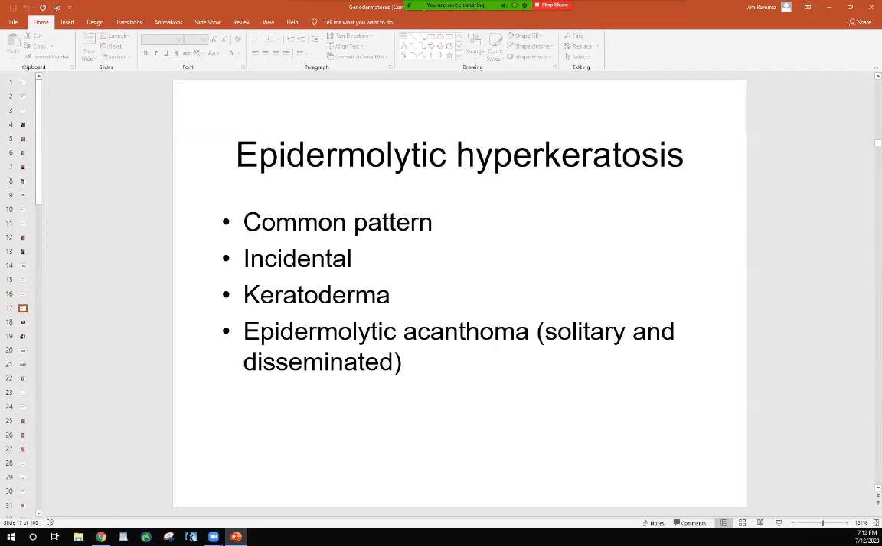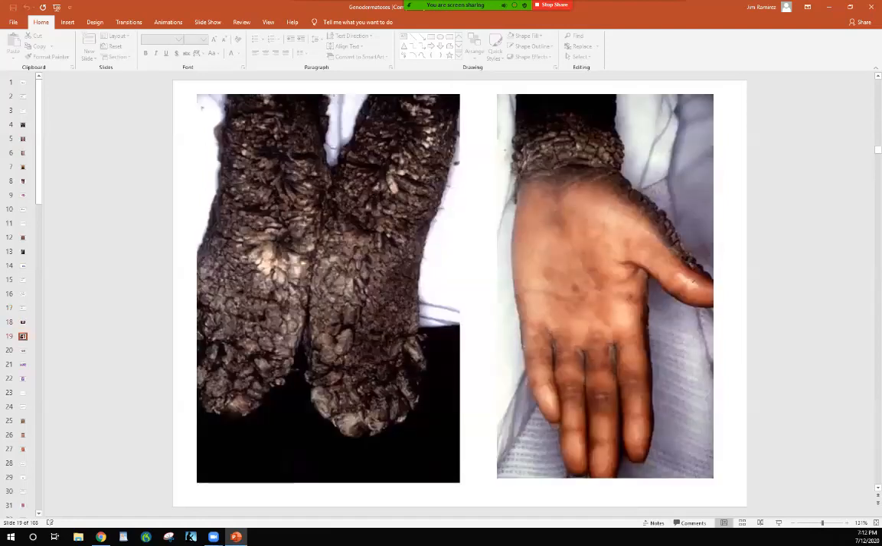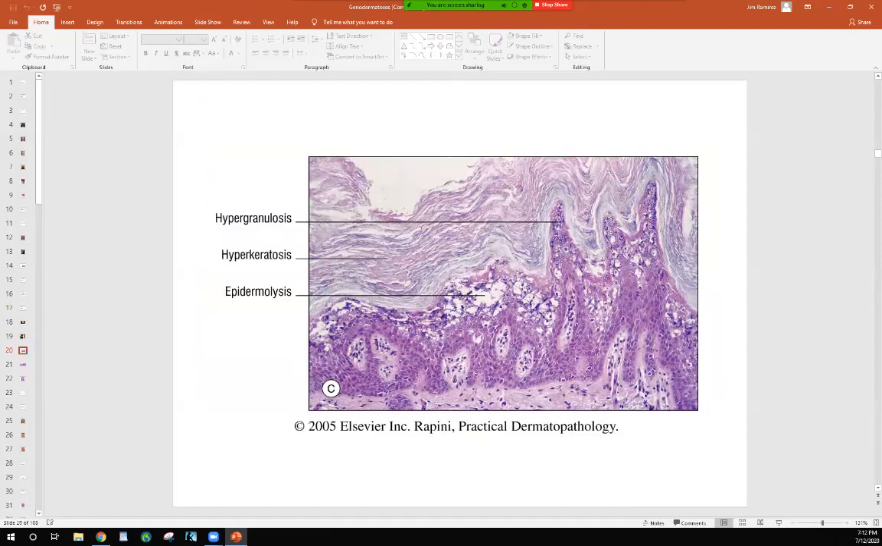It's a very common pattern, but actually what we see it most is incidentally, but you can see it in association with what we're going to talk about: epidermal nevi, some keratodermas, and solitary lesions, epidermolytic acanthomas. So here's the clinical for this epidermolytic ichthyosis. Pretty striking clinical photos here. And then here is the pattern, the most important part, the pattern that you want to recognize. You have this granularization and vacuolarization of the upper portions of the epidermis.